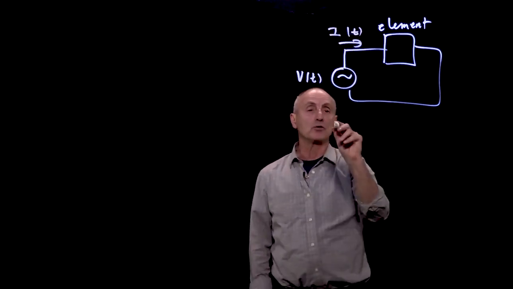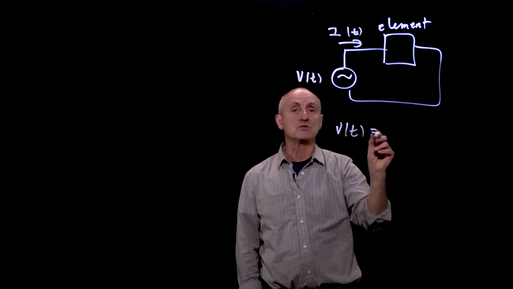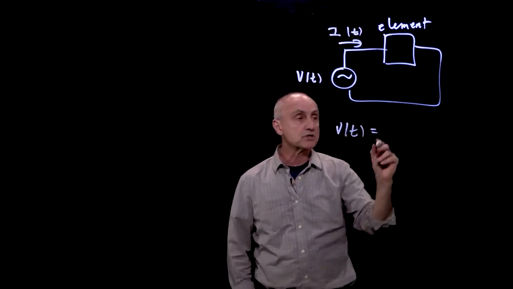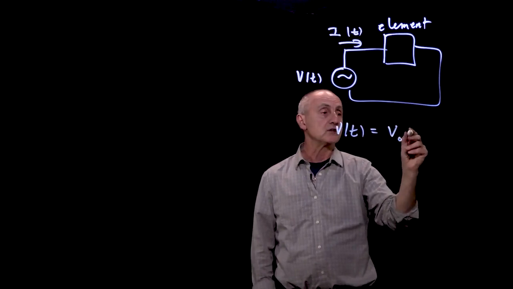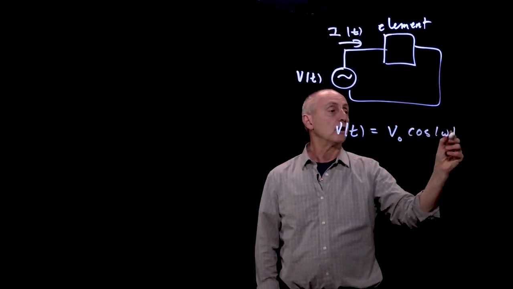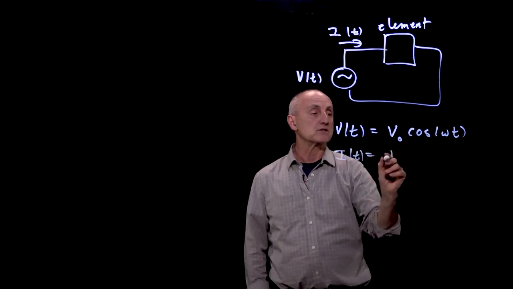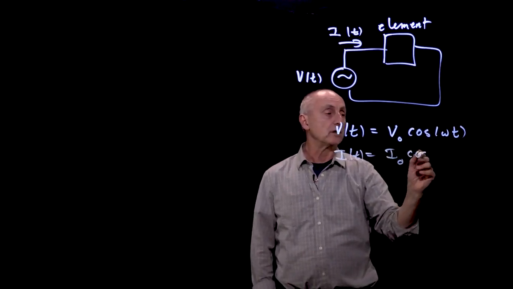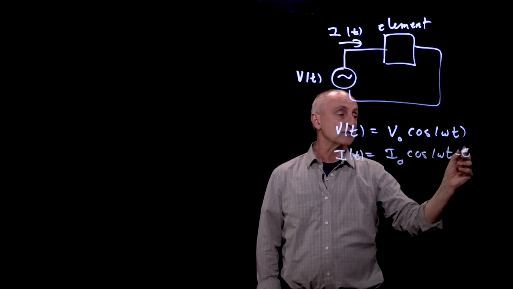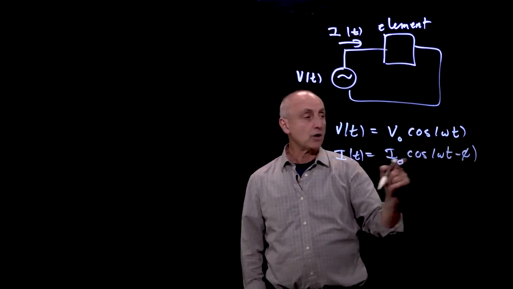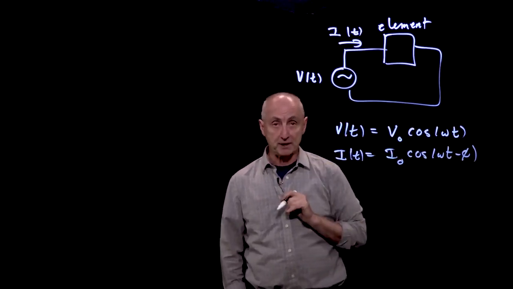Now, when we write our voltage source, sometimes we write it in terms of sines. But in this case, we're going to write our voltage source as V naught cosine of omega t. And our current response we'll write as I naught cosine of omega t minus a phase constant phi. Now remember, the I naught and the phi are both functions of omega.